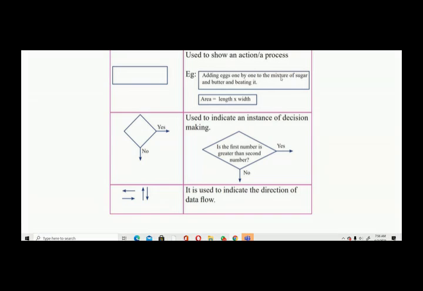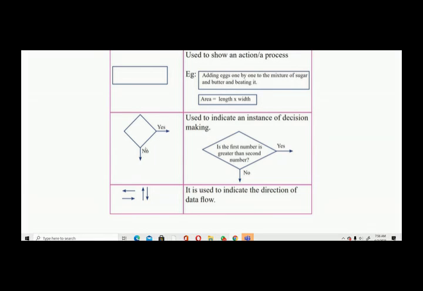this rectangle, right? So this is the action that we take to make a chocolate cake. So adding eggs one by one, that is action. So if you are writing an action or a calculation, I mean this area equals length into width, you have to use the rectangle, right?